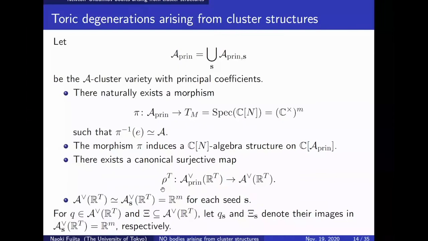Now, tropicalized cluster mutations are indeed bijective. The tropicalization is indeed identical to the tropicalization of each torus as a set. So the chart S gives an identification of the tropicalization with the Euclidean space. For an element q or a subset chi, we denote by q_S or chi_S the images in this Euclidean space, respectively.